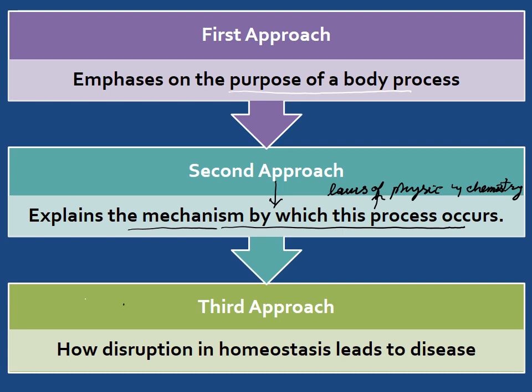For explaining physiology, we basically put emphasis on the purpose of various body processes, that how these processes occur. Then our second approach is to explain the mechanisms by which these processes occur. And for that explanation of body processes, we usually need laws of physics and chemistry to explain different body processes. Just like the flow of blood in the blood vessels, the movement of air, it is according to the law of physics.